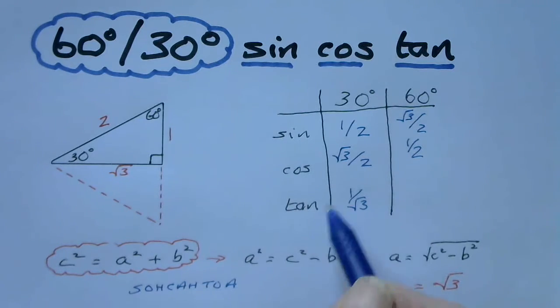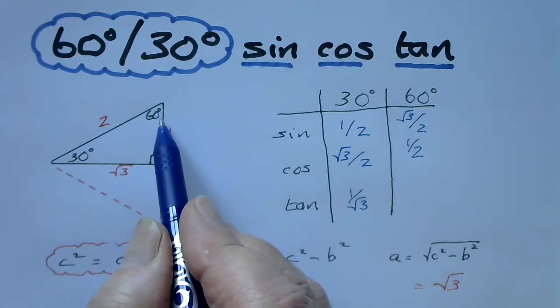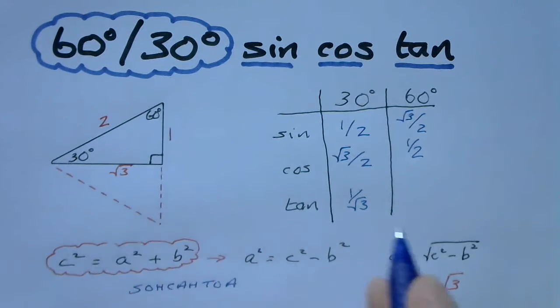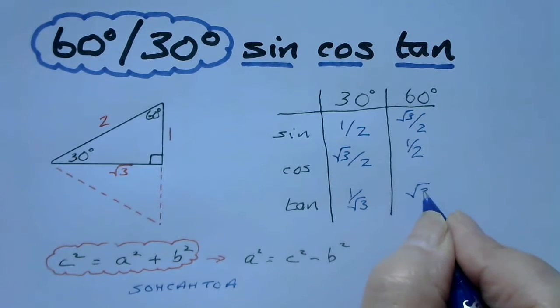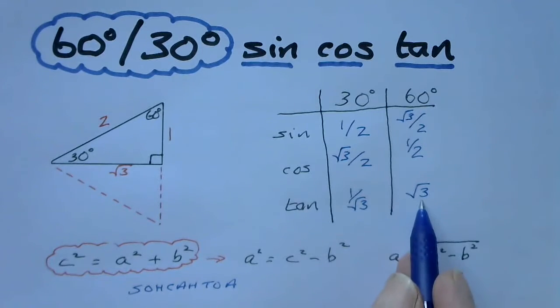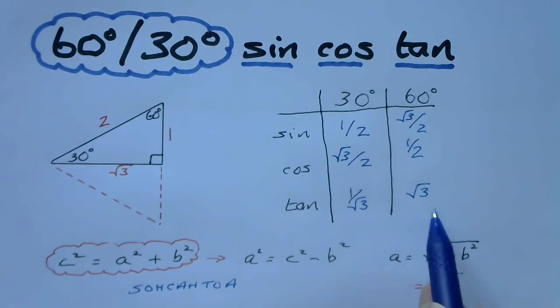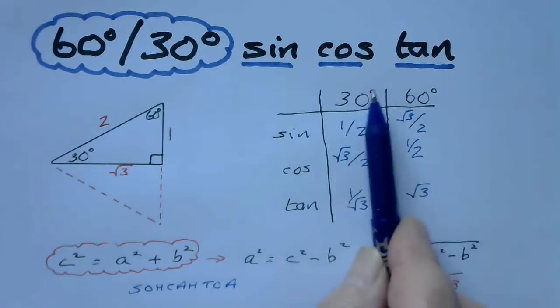Now then, tangent 60, there's my 60, tangent is opposite over adjacent. Root 3 divided by 1, that's just root 3. And you might notice something there. Tangent 30, 1 over root 3. Tangent 60 is root 3. Yeah, getting interesting stuff.